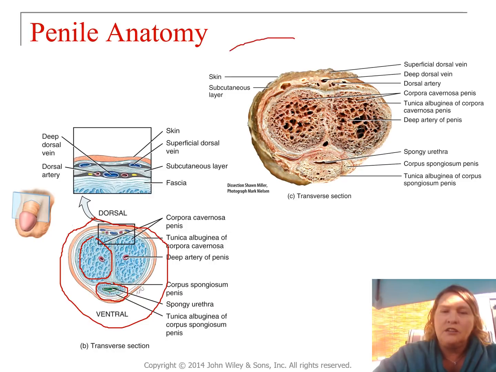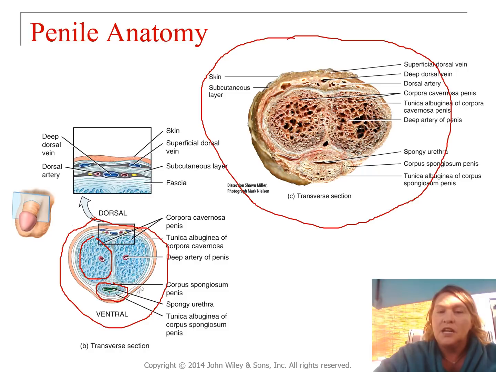Over here is a really great picture of a cross-section of a penis of a cadaver. You can see the spaces within the corpus cavernosum that the blood can fill during erection. A little bit less space, there's a few around the corpus spongiosum and around the urethra, but you can really see the spaces within the corpus cavernosa here.